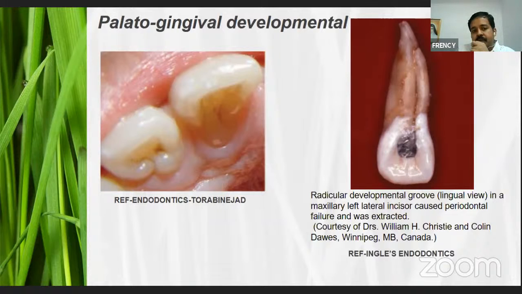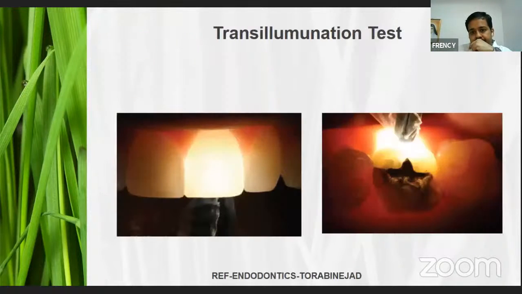So sometimes it may need an extraction, or sometimes it may need a flap treatment along with the sealing of this groove. So usually this type of palato-gingival groove may mimic a vertical root fracture. We can differentiate it by examining these grooves and also a deep narrow pocket.